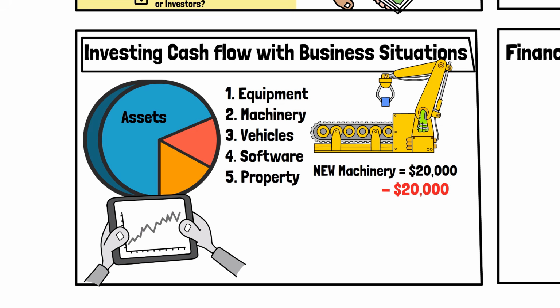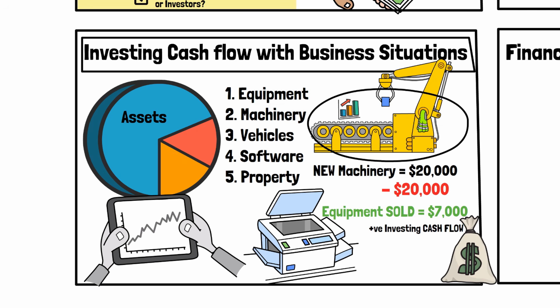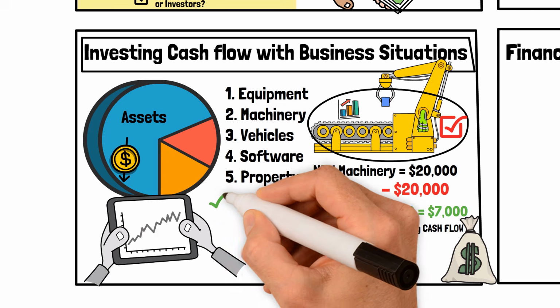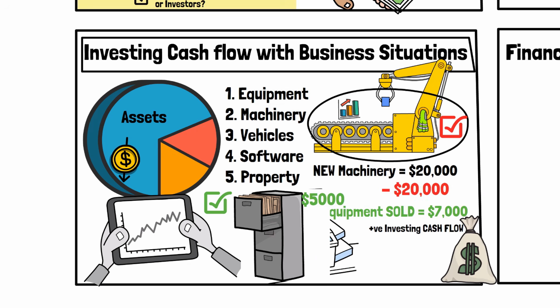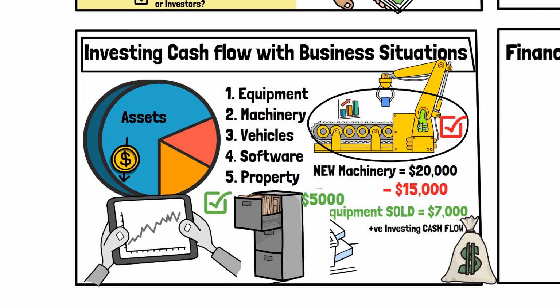Even though cash decreases, this is not a bad sign. It shows the business is investing in future growth. Now consider another example. A company sells old equipment for $7,000 because it is no longer useful. That cash comes into the business and appears as positive investing cash flow. The cash balance increases, but the business asset base decreases. Let us look at a combined scenario. The business buys equipment worth $20,000 and sells old furniture for $5,000 in the same period. Investing cash flow becomes negative $15,000. This simply tells us that more cash was invested than recovered.